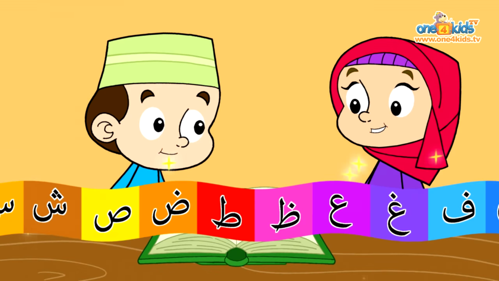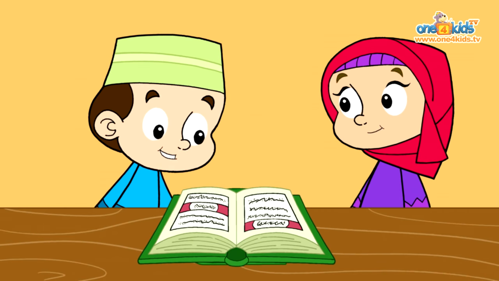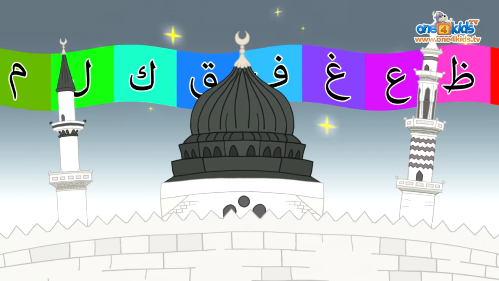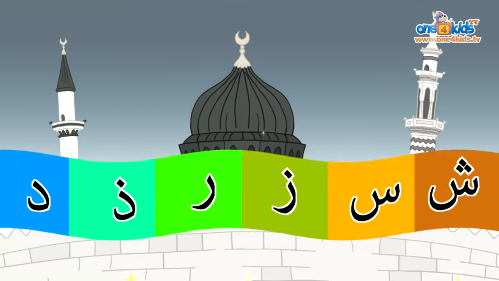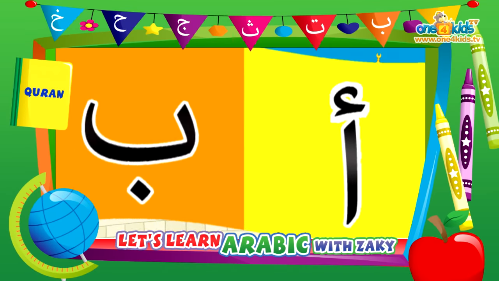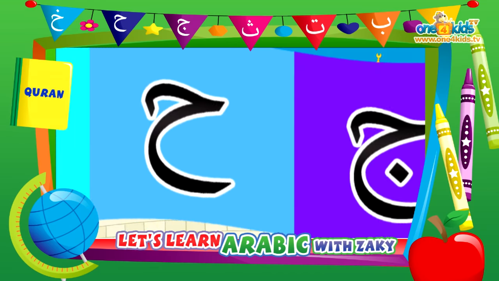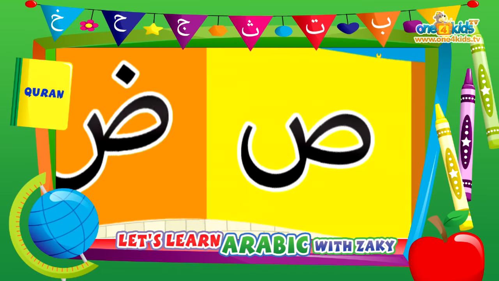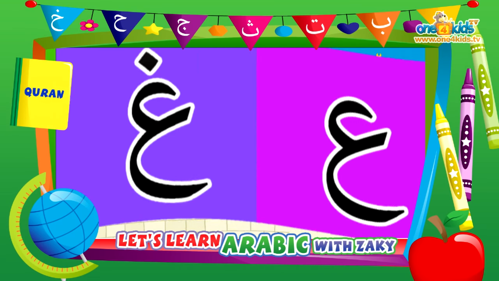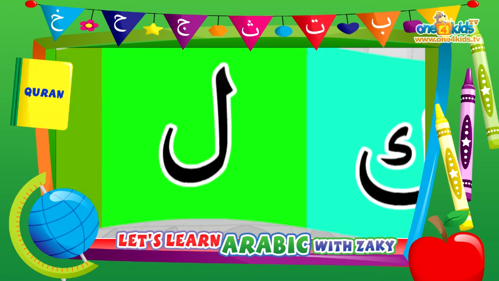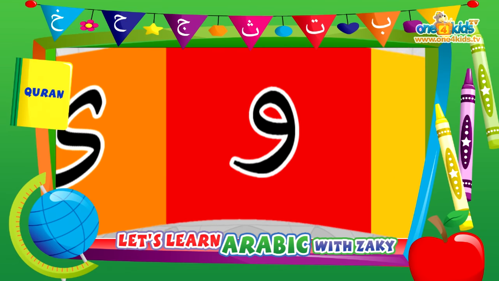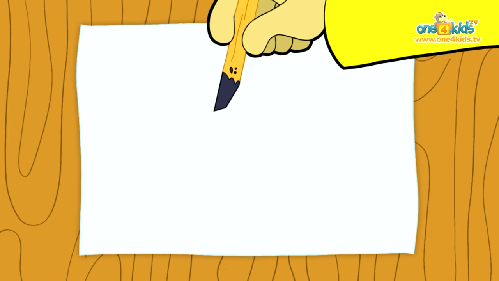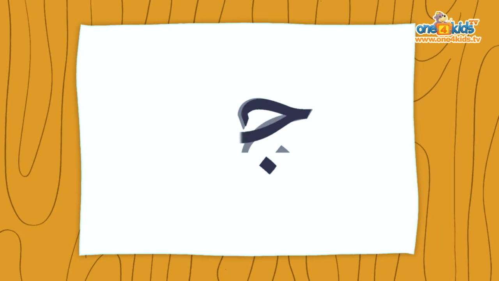The Arabic numbers. We're learning the Arabic alphabet so we can read and learn Al-Quran, the language of our beloved Muhammad, the last prophet sent from Allah. Alif, Ba, Ta, Tha, Jim, Ha, Kha, Dal, Dal, Ra, Za, Sin, Shin, Sad, Dad, Ta, Dha, Ain, Ghain, Fa, Qaf, Kaf, Lam, Mim, Nun, He, Waw, Ye.